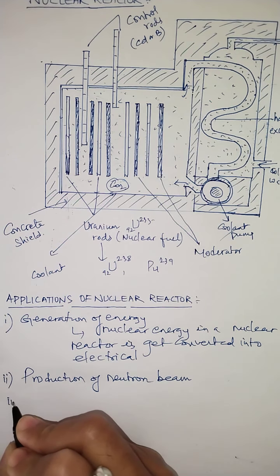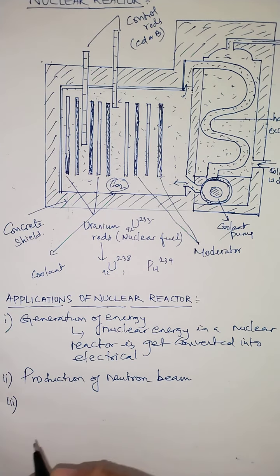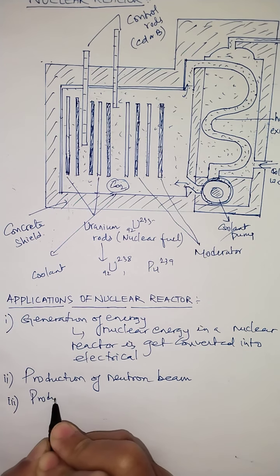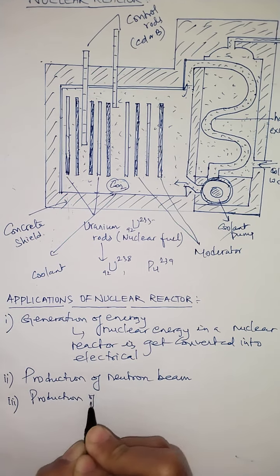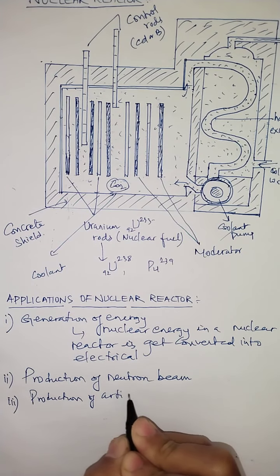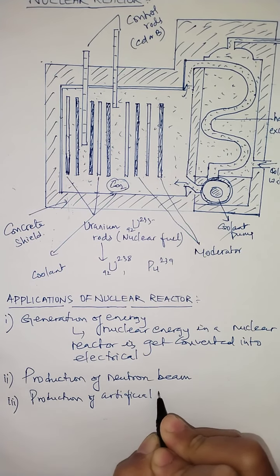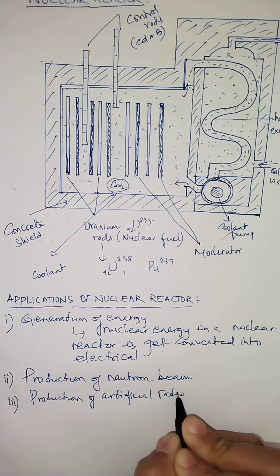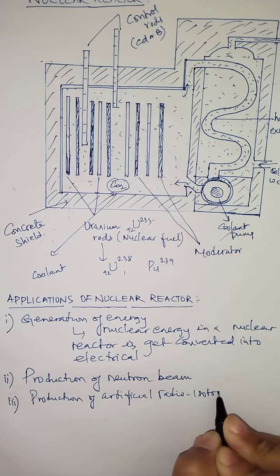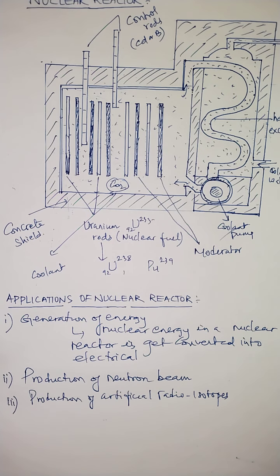Now we have number 3. Number 3 is that the nuclear reactor is also used for the production of artificial radioisotopes. You know, isotopes means the elements which have the same atomic number but different mass number. Now, radioisotope means the isotopes of an element whose atomic number is less than 82, which behave as radioactive elements. That means from that element, what will be emitted? Alpha rays, beta rays, gamma rays will be emitted.